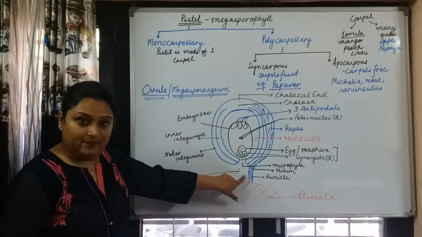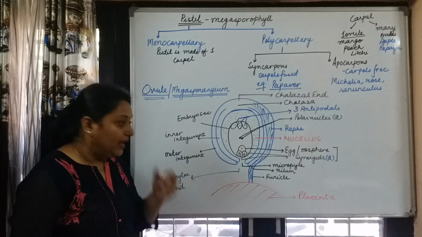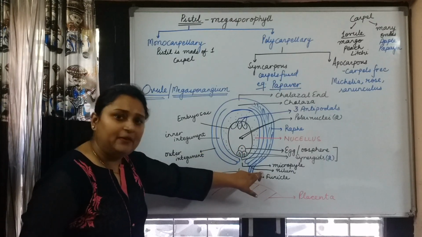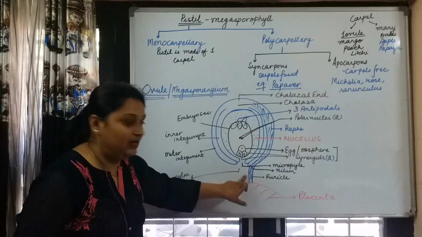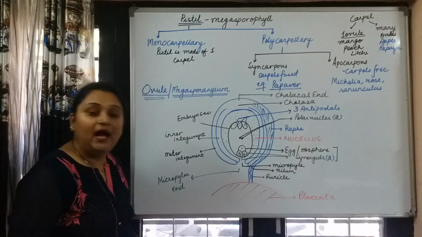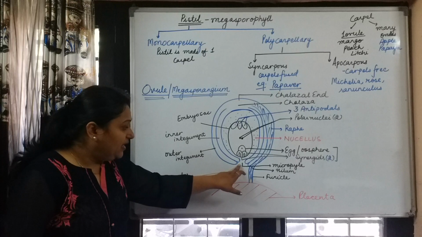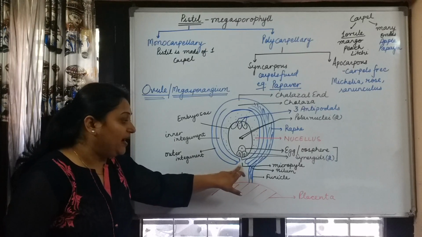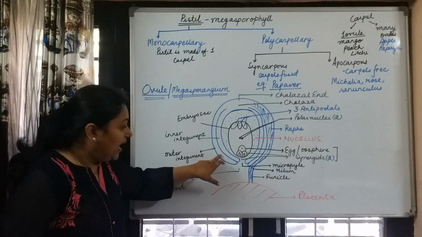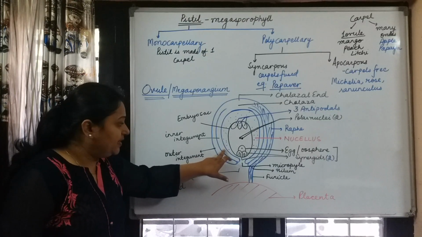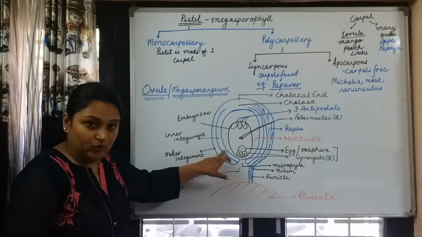This funicle is attached to the ovule, and that place is called the hilum. That means it is the place where the ovule is attached to the funicle. That is called the hilum. Just near the hilum, we have this micropyle end. How is this formed? This is the outer integument. This is the inner integument, which is the covering of the ovule.